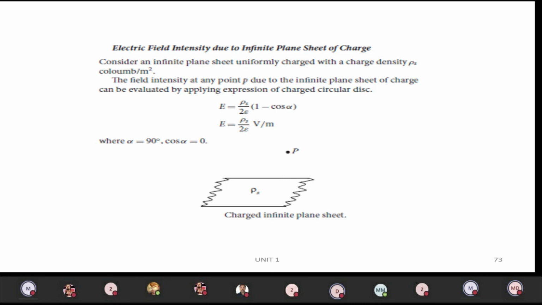That is alpha equal to 90 degrees, so cos 90 will be 0. Or you can take the radius equal to infinity. If you consider the radius of the circle to be infinity, then you will get E equal to rho s by 2 epsilon. So this is the electric field due to an infinite sheet of charge.